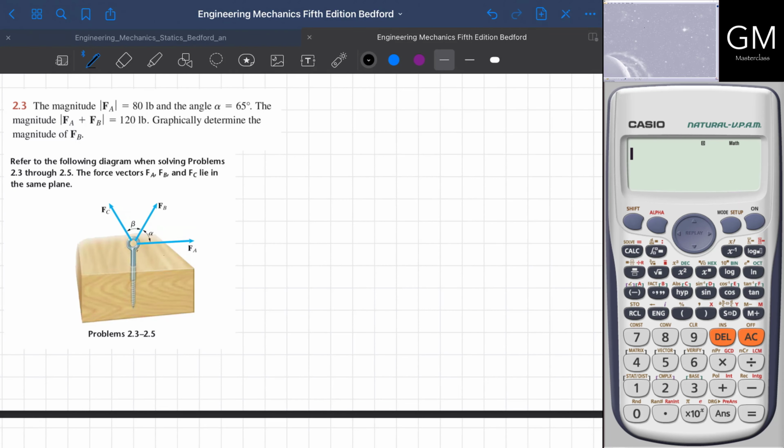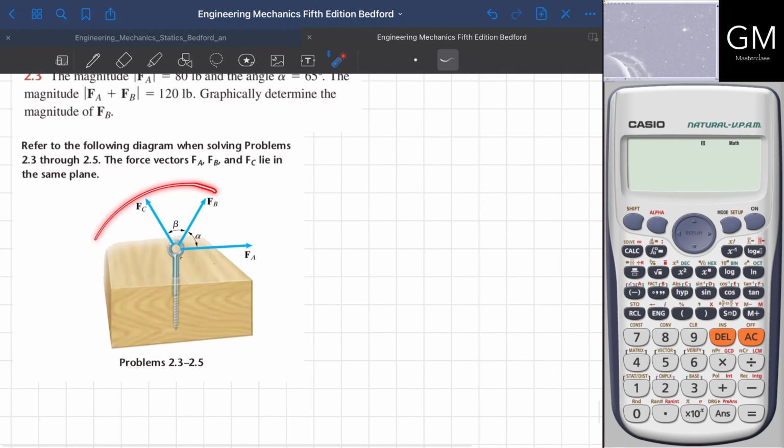Okay, we're going to solve the following exercise. The exercise is number 2.3. The magnitude FA equals 80 pounds, and the angle, we can call this alpha, equals 65 degrees. The magnitude FA plus FB equals 120 pounds. Graphically determine the magnitude of FB.